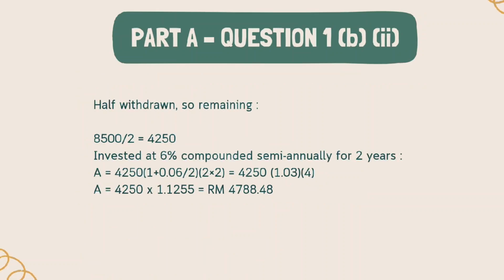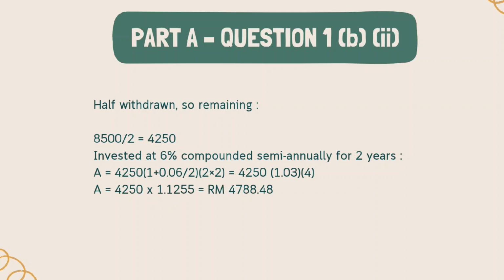So this is part A, question 1B2. The question is, at the end of the investment term, Emmanuel withdrew half of the amount from the account and the balance was invested for another 2 years at an interest rate of 6% compounded semi-annually. Calculate the future value of this investment. Since half was withdrawn, the remaining is 8,500 divided by 2, so we get 4,250. They invest at 6% compounded semi-annually for 2 years, so 6% equals 0.06.